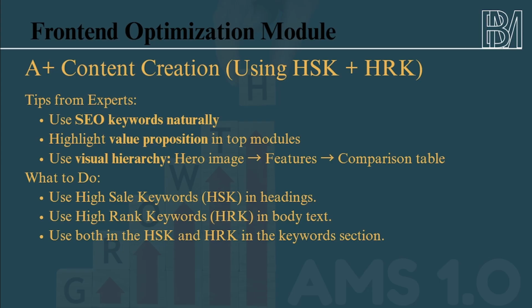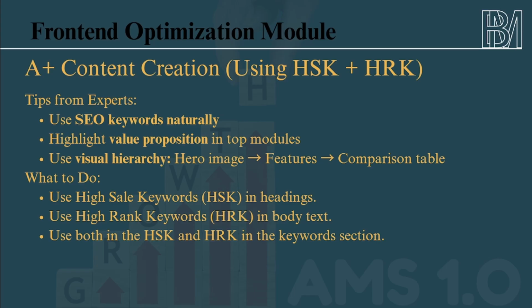As I already told you, tips for experts: we use the SEO keywords naturally. Secondly, highlight the value proposition in the top modules. Use visual hierarchy, definitely hero images for showing your benefits or features, or you can also use comparison charts. We are going to use the high selling keywords and high ranking keywords in the heading and the body tags as well. We use both in the keyword section.